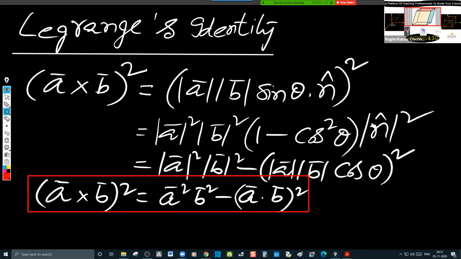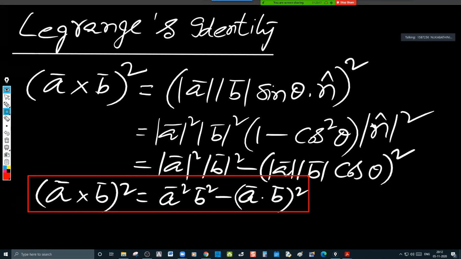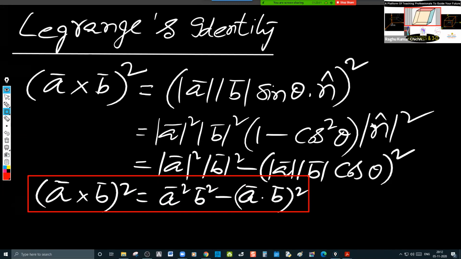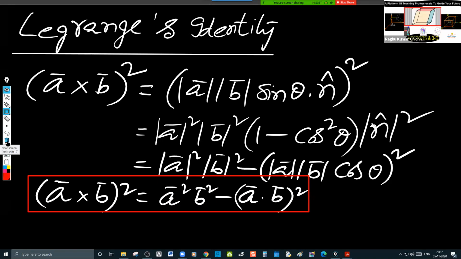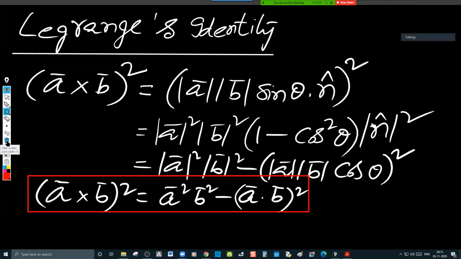Please read that once, Praneeth. A bar cross B bar whole square is equal to A bar square B bar square minus A bar dot B bar whole square. This is Lagrange's identity, which is to be remembered.